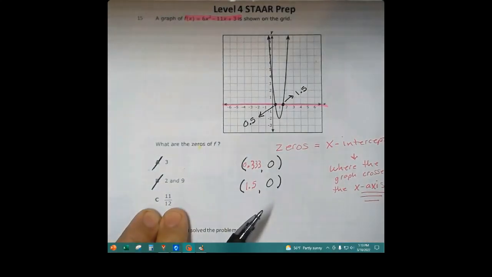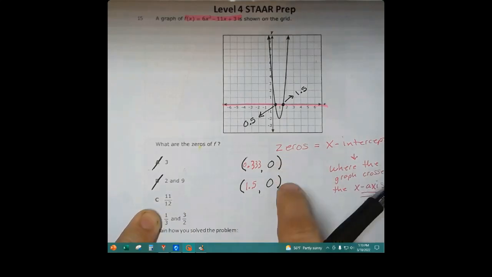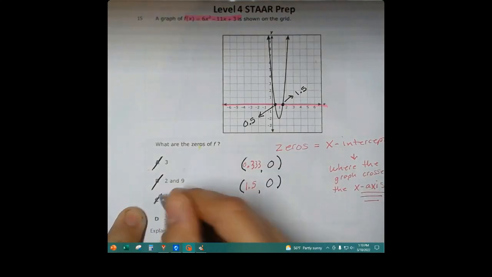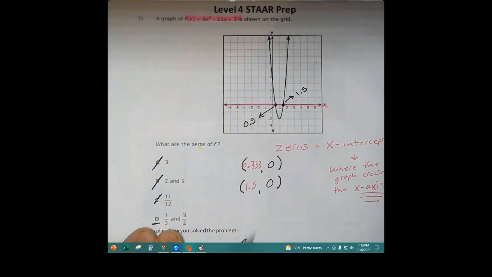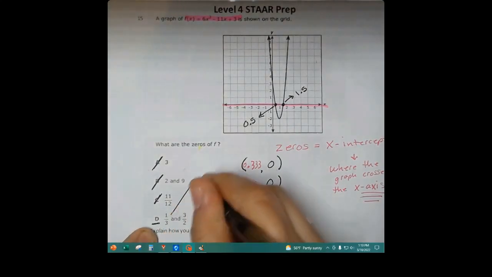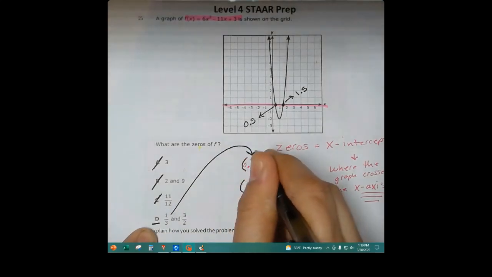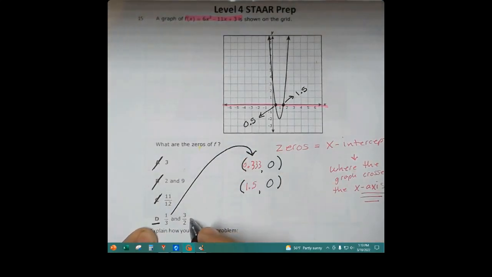Now we have this one that says 11 over 12. We can convert that, but notice that's just giving us one zero, and here we have two zeros. So it can't be C. So our answer has to be D. But just to verify, we need to confirm that 1/3 is going to give us 0.3 repeating and that 3 over 2 really does give us 1.5, just to make sure that we didn't make a mistake. So let's convert these two fractional values into a decimal with our calculator.